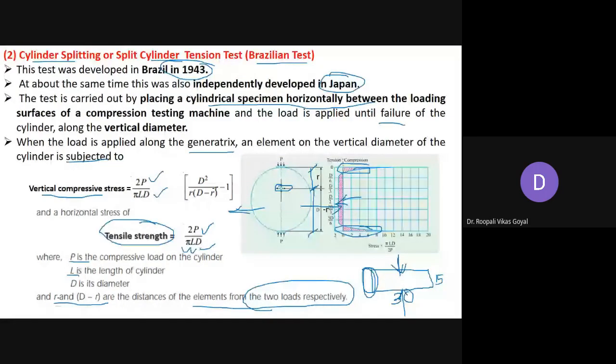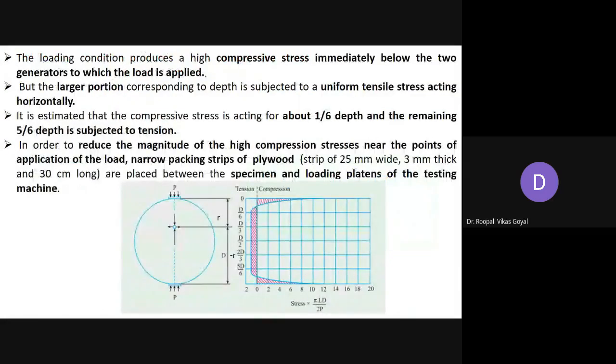So easily you can find out this tensile strength of concrete. This is the formula that you have to use for finding out tensile strength of concrete using split cylinder test. As I told you, that loading condition produces a high compressive stress immediately below two generators to which the load is applied. So this will be under compression, and the rest of the portion would be under tension.